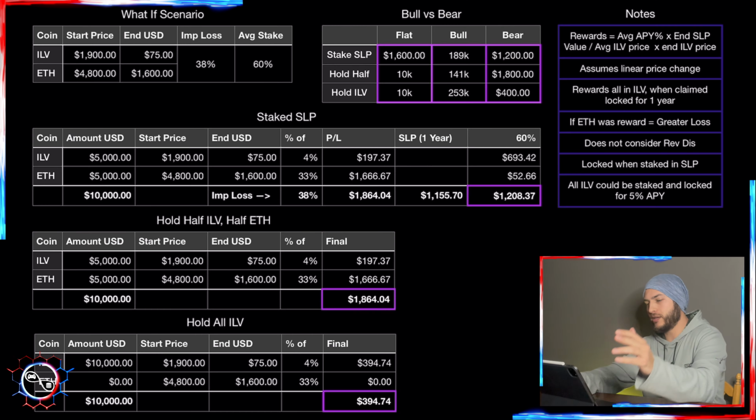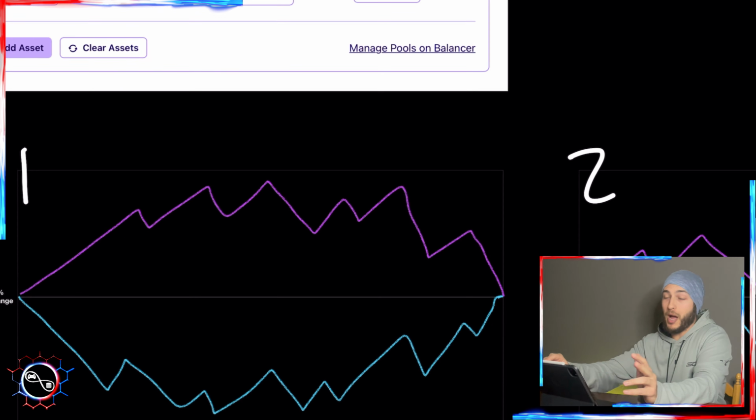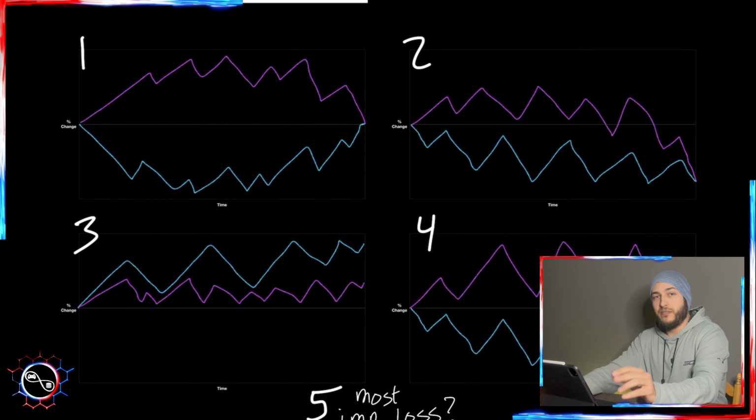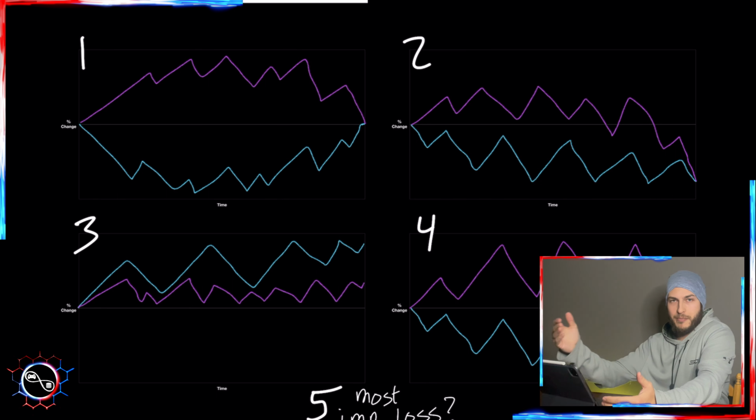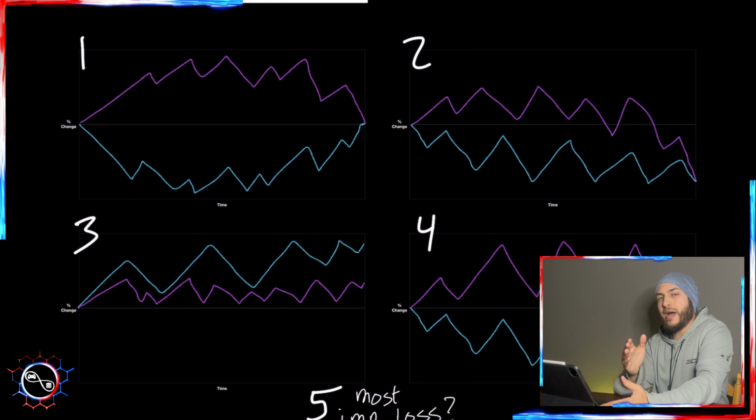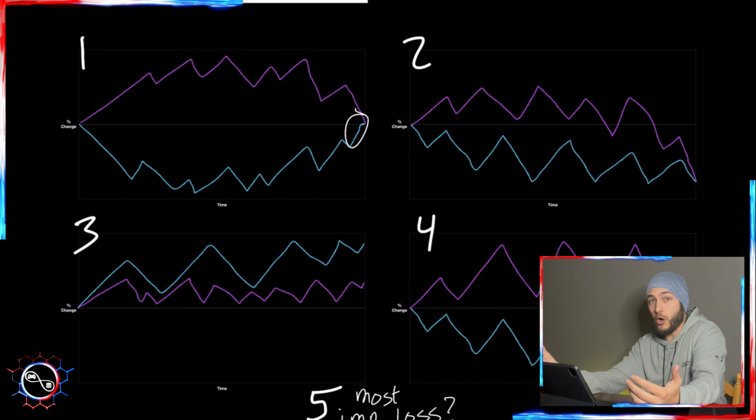All right, so let's go back to the little pop quiz we had before. So number one, if you said no impermanent loss, you are correct. Because even though in this situation, if we're assuming the purple is ILV and the blue is Ethereum, ILV went up and came back down to its same percentage. Ethereum went down, came back to its same percentage. So if you had pulled out your stake at any point in the middle, there would have been impermanent loss. But if you waited to the end and pulled it out, since those lines are touching right at the end here, that means there's no impermanent loss.